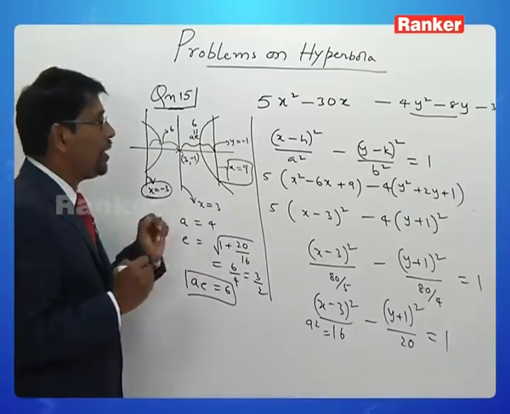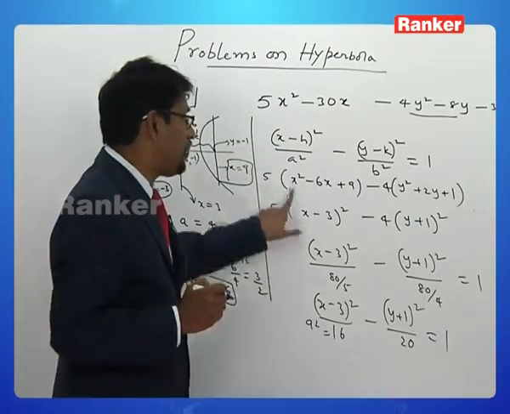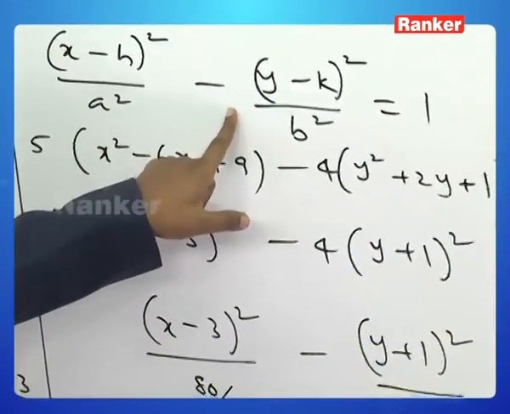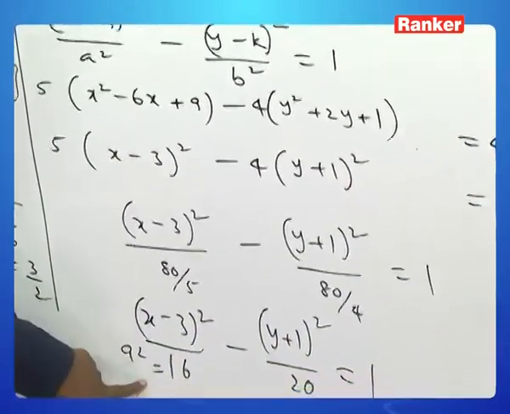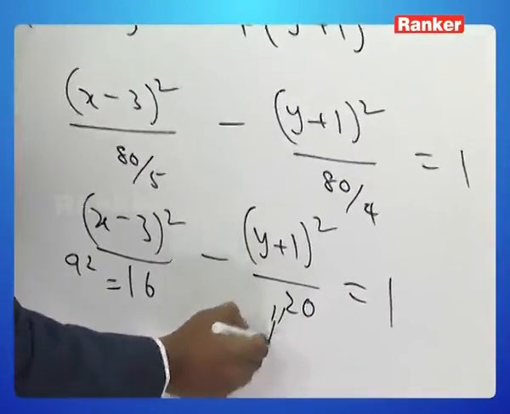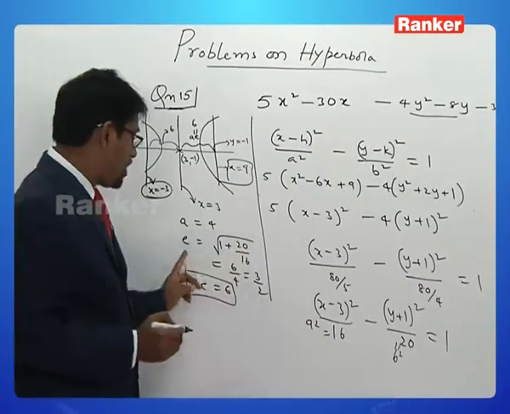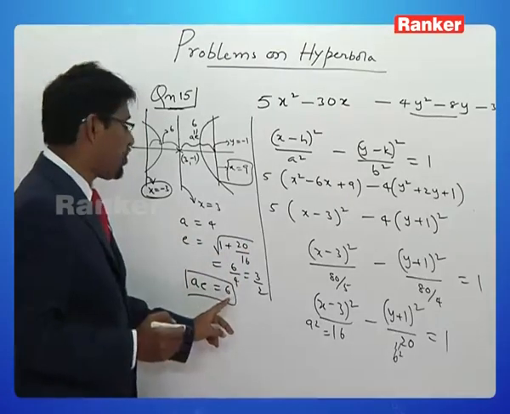So what did we do? We have actually converted this into the standard form (x minus h) whole square by a square minus (y minus k) whole square by b square is equal to 1. That got converted this way. a square is 16, b square is 20. So square root of 1 plus b square by a square is the eccentricity. a is 4, ae length is equal to 6.